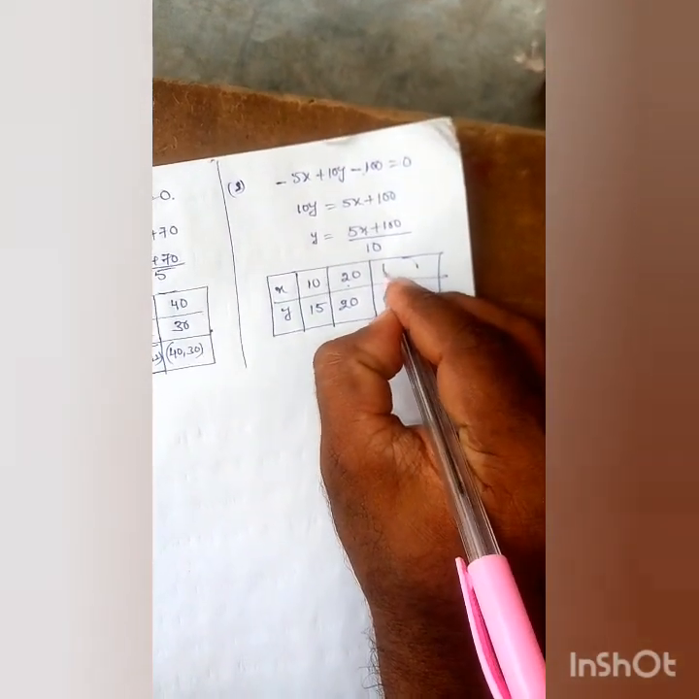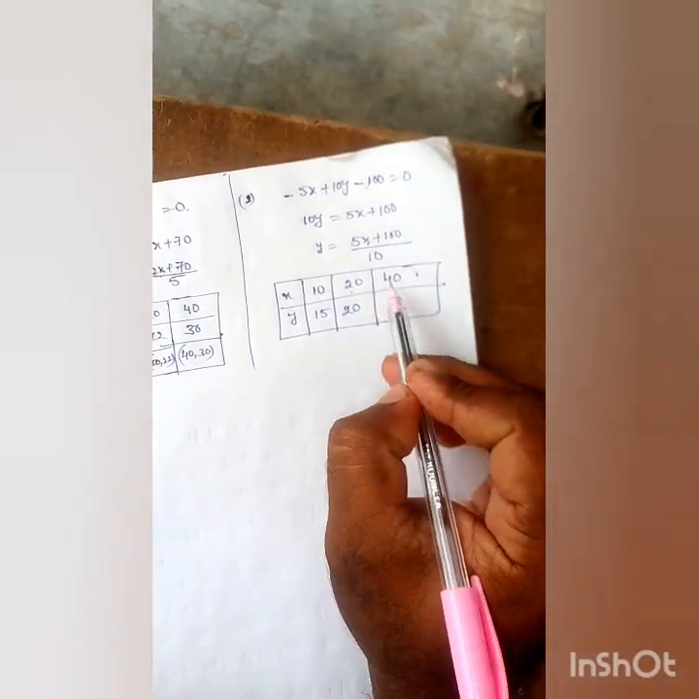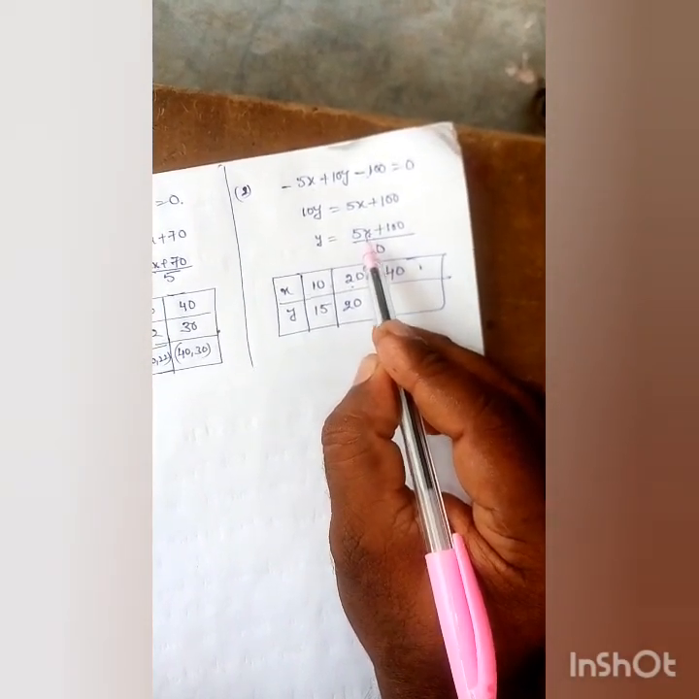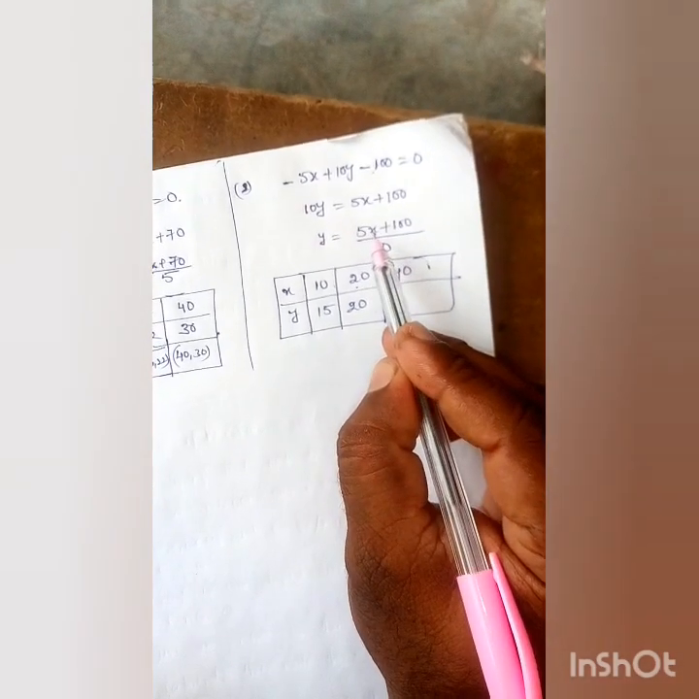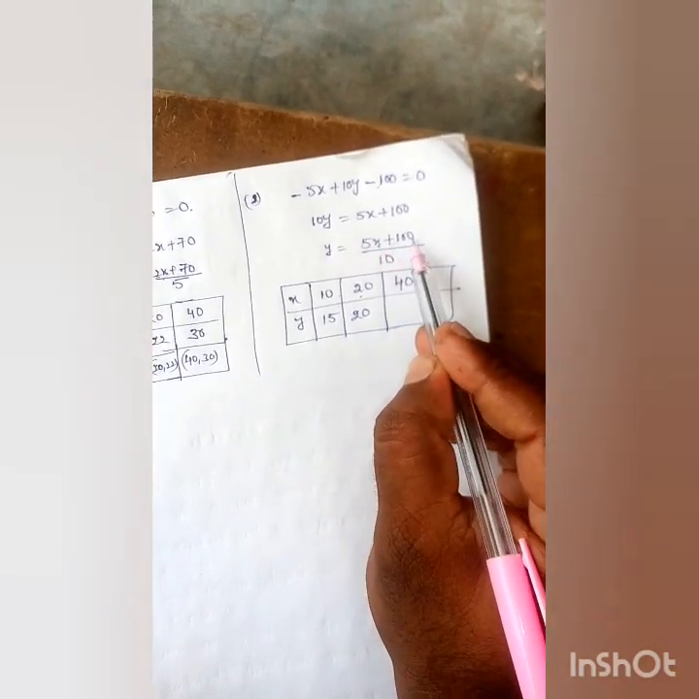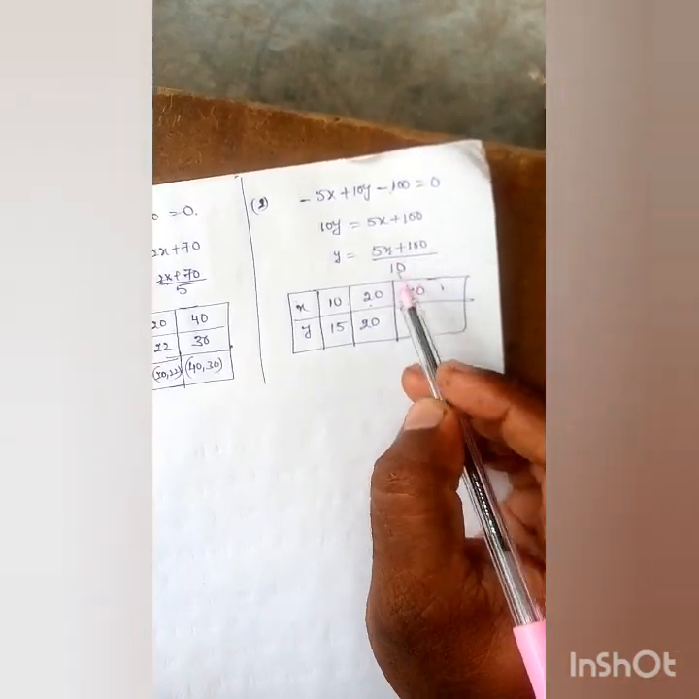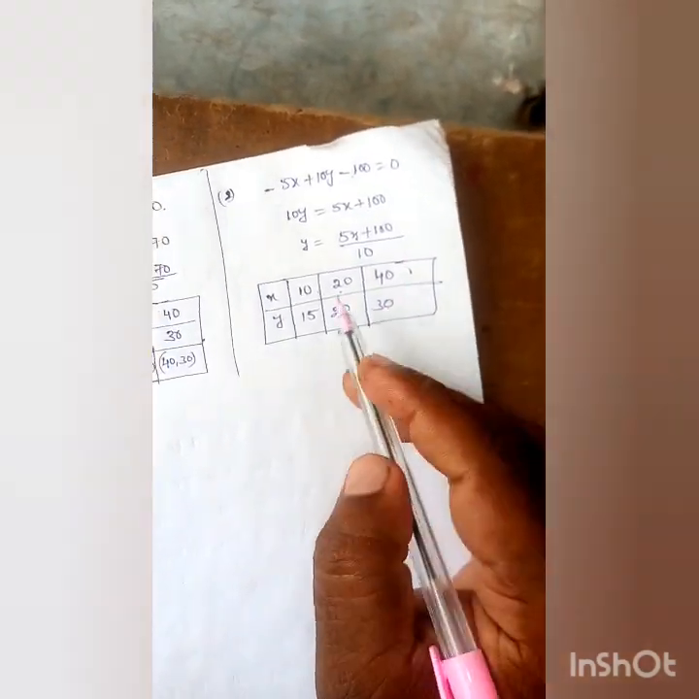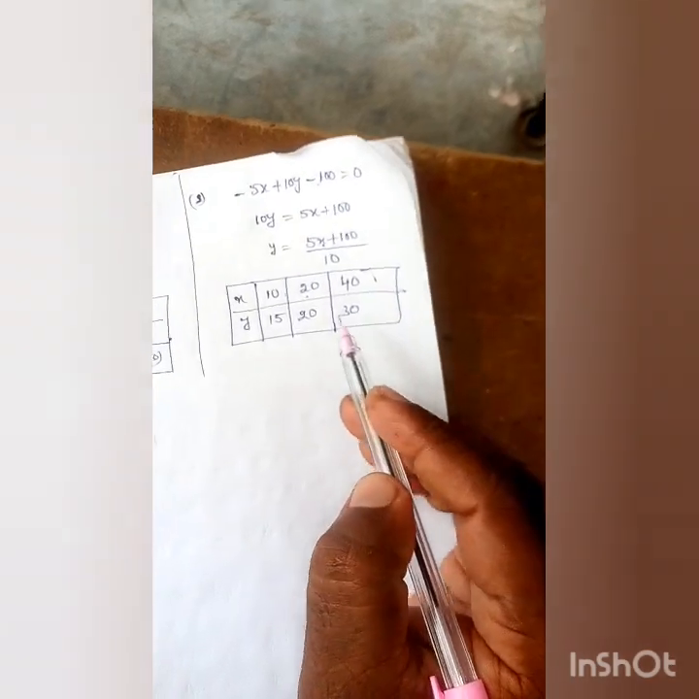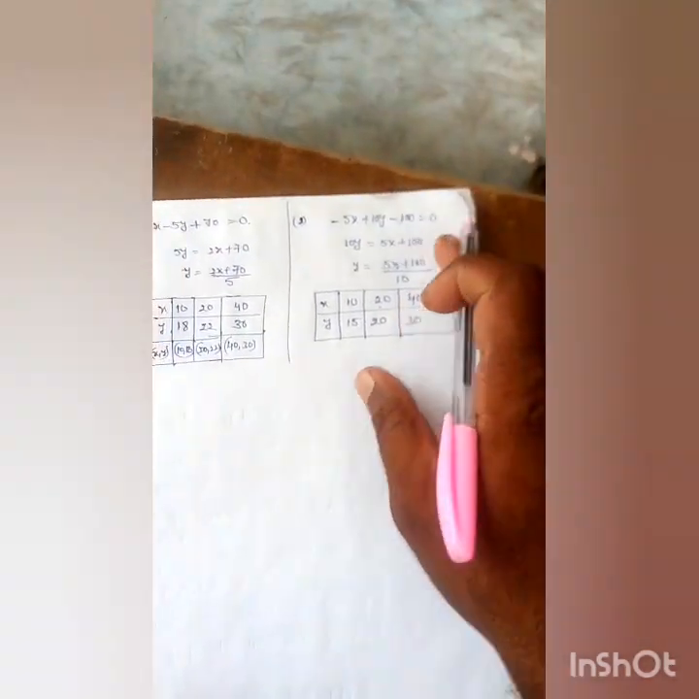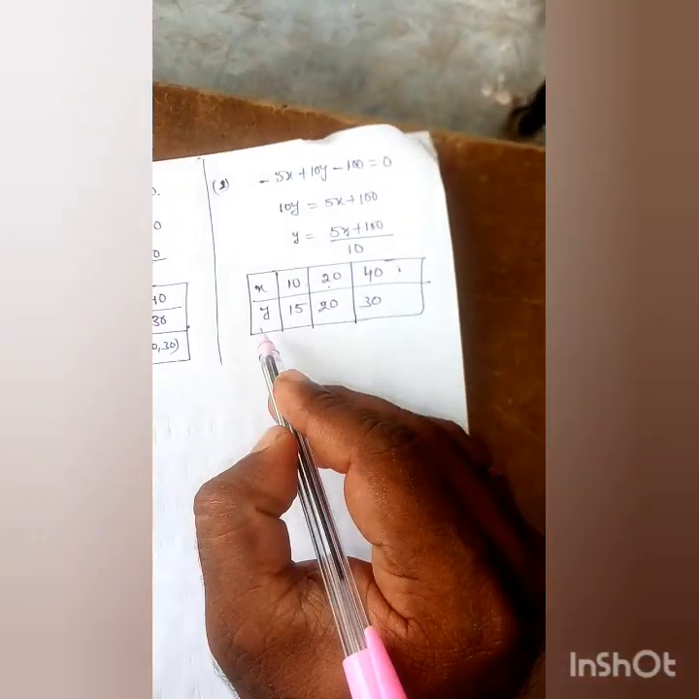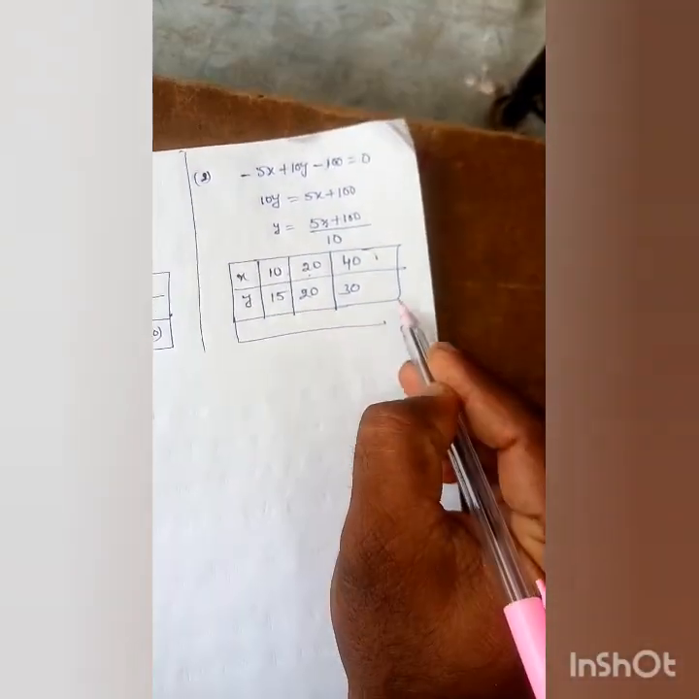Now I am taking x equal to 40. If x equal to 40, then 5 into 40. 5 4s are 20. That's why 5 40s are 200. 200 plus 100, 300. 300 by 10, 30. 10 30s are 300. So if x equal to 40, then y value is 30. Okay students, this is the table for calculating the second straight line.